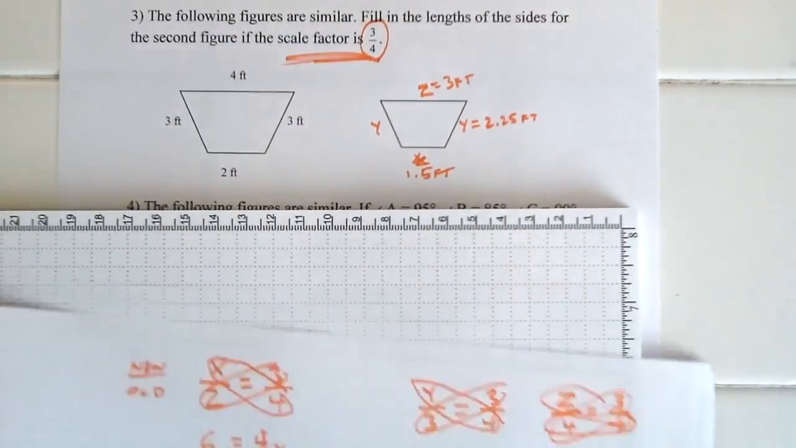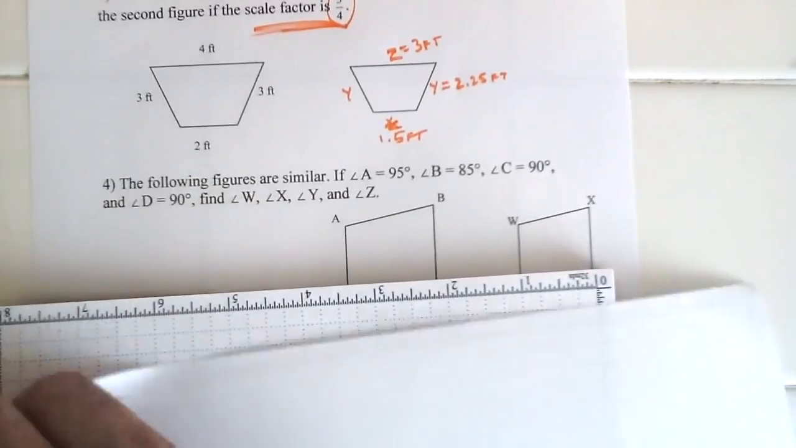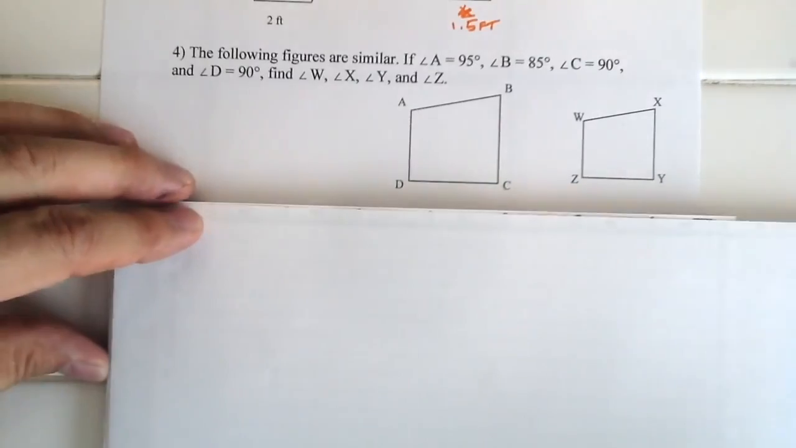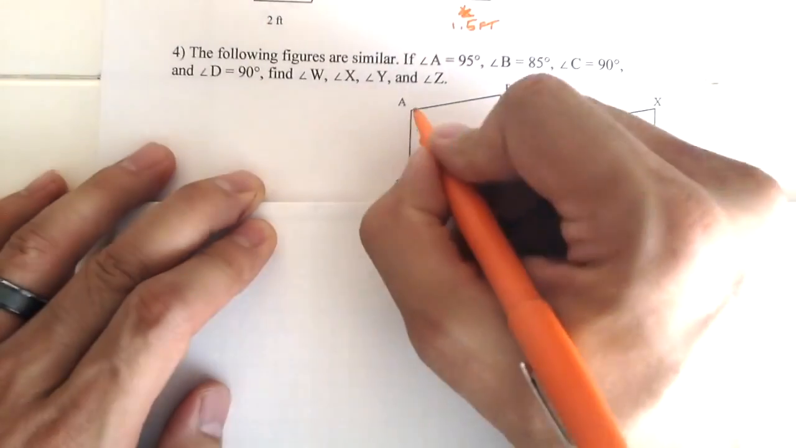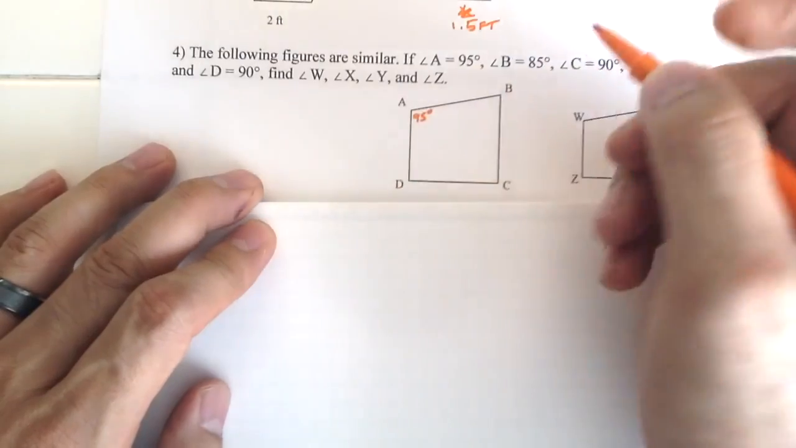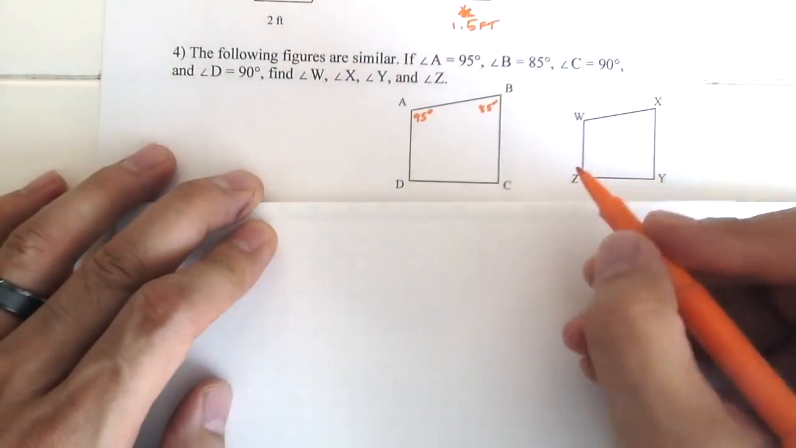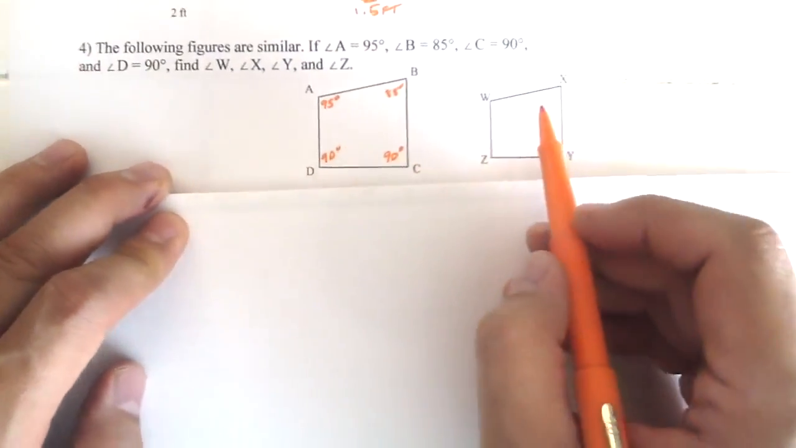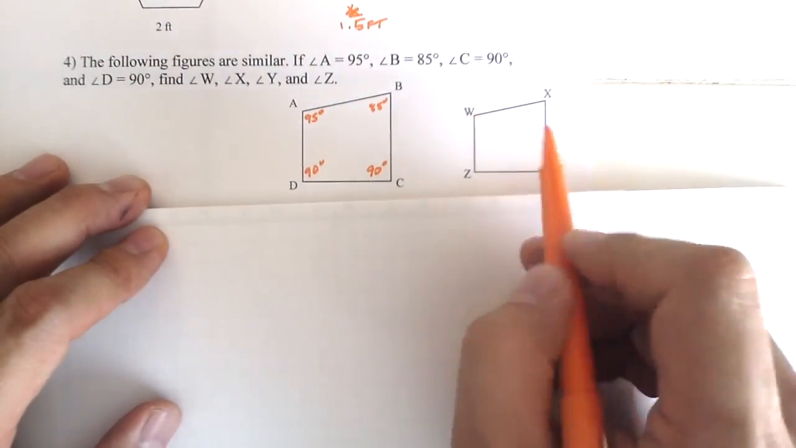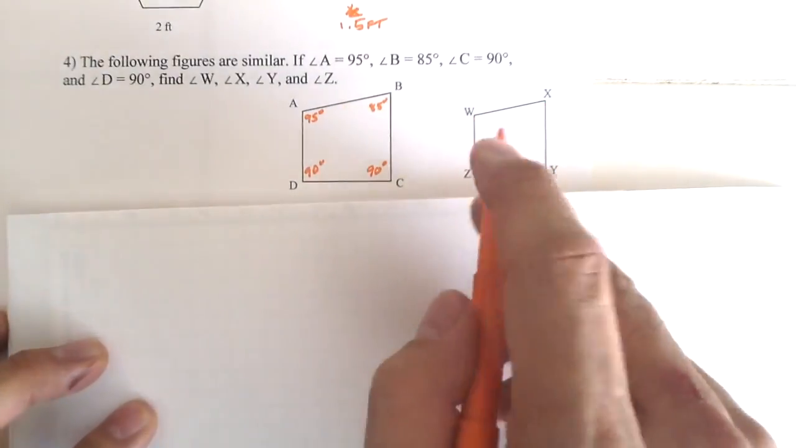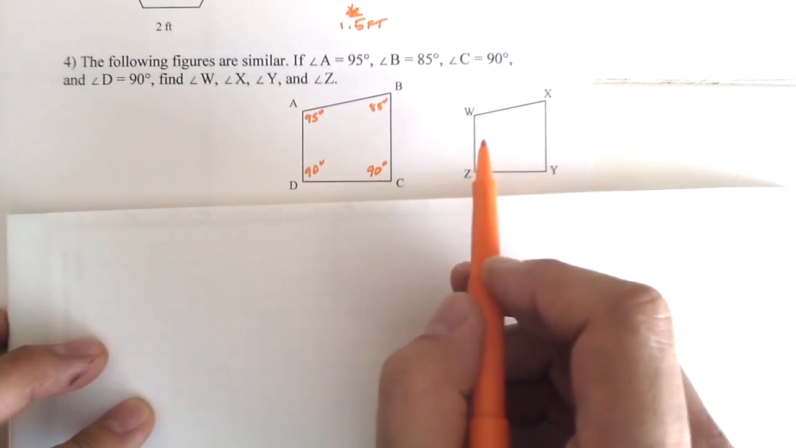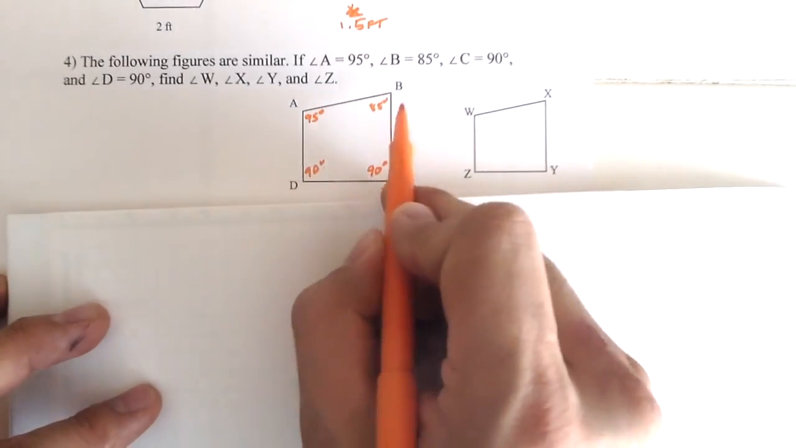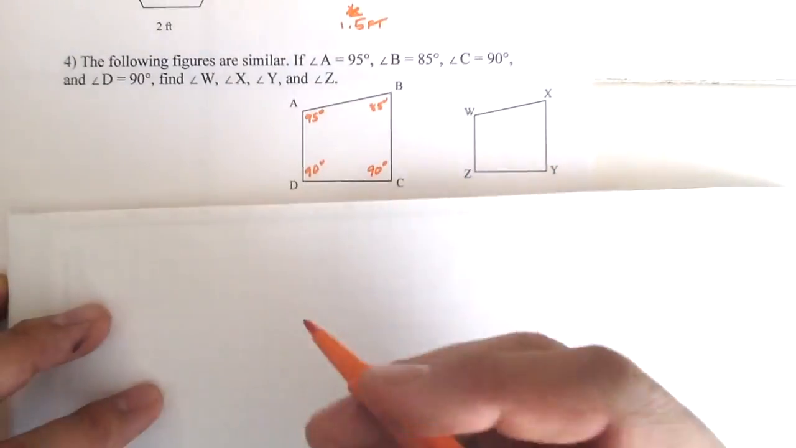All right, let's take a look at number 4. The following figures are similar. If A is 95 degrees, which I'm going to label right here, B is 85 degrees, C is 90 degrees, and D is 90 degrees, find the corresponding measurements over here. And so like we talked about, similarity between shapes is all about same shape, just not same size. So as far as the shape goes, these corners have to have the same shape, which means the measurements have to be the same as well.